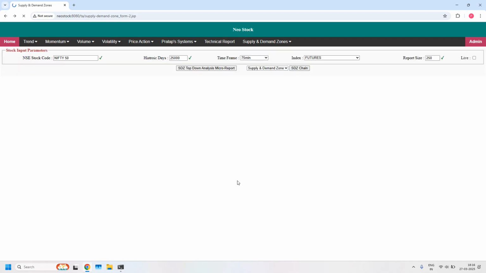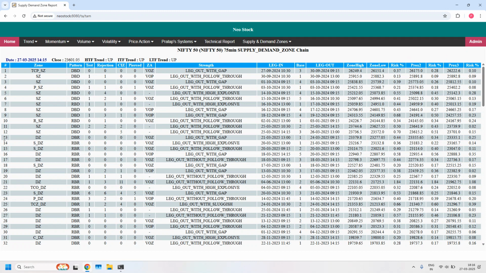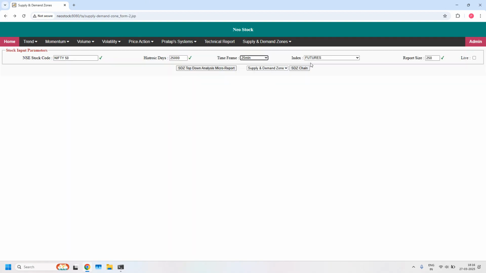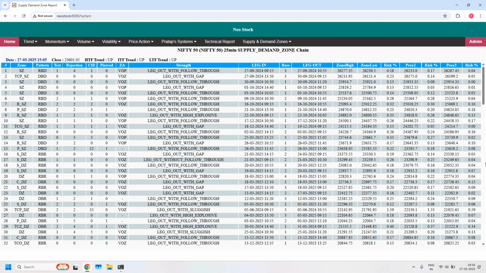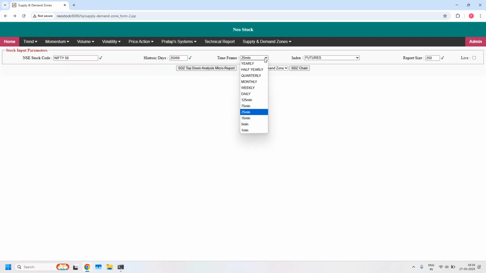75-minute supply demand zone chain for NIFTY. Next, 25-minute supply demand zone chain for NIFTY. Next, 15-minute supply demand zone chain for NIFTY.